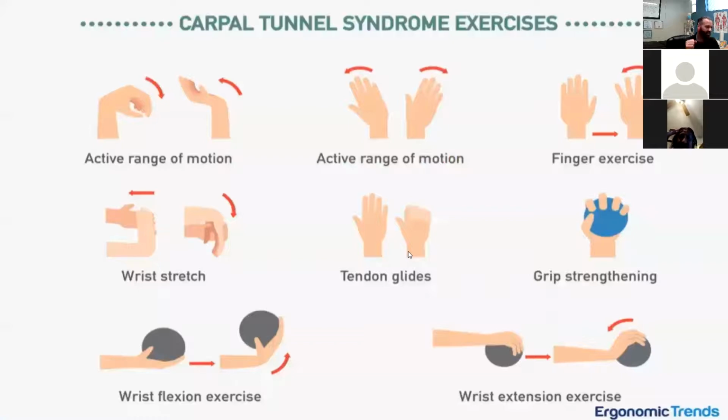So tendon glides, that's just extend your fingers, flex your fingers, extend your fingers, flex your fingers. Nothing to do with the wrist, just all fingers. And then, of course, we want to strengthen. So get a racquetball, tennis ball, stress ball, anything like that, where you can grip and squeeze 20, 30 times, a couple times a day.